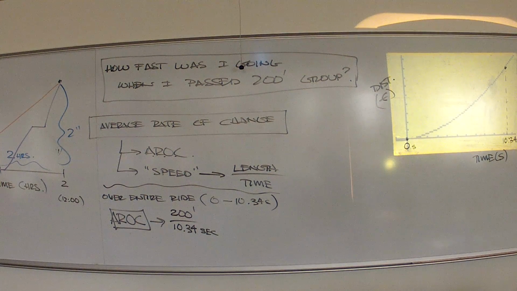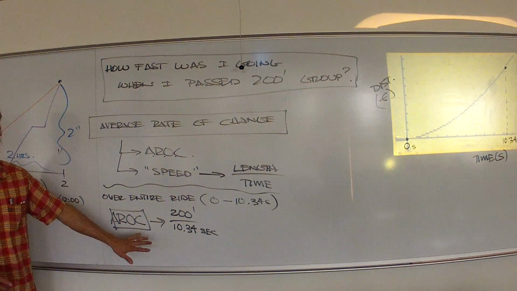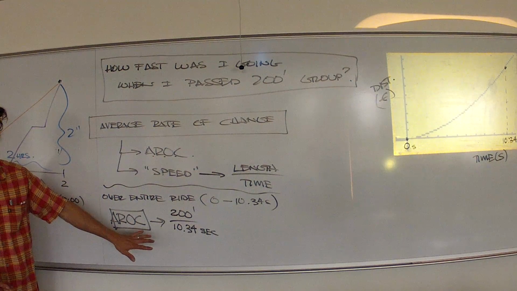I went 200 feet, and I did it in 10.34 seconds. So my average rate of change was 200 feet in 10.34 seconds, my average speed, if you will. Now, that might be kind of hard for us to process exactly what that means, 200 feet.